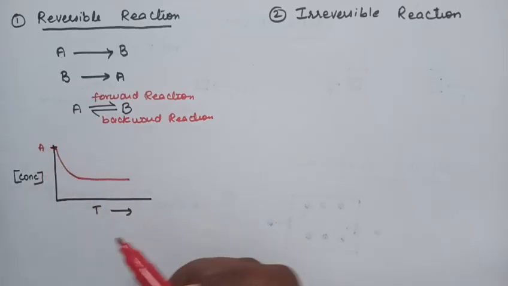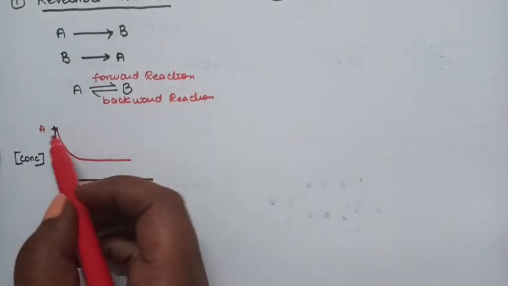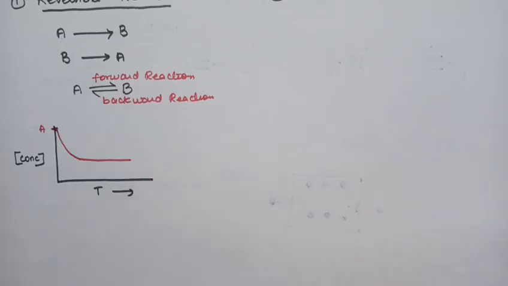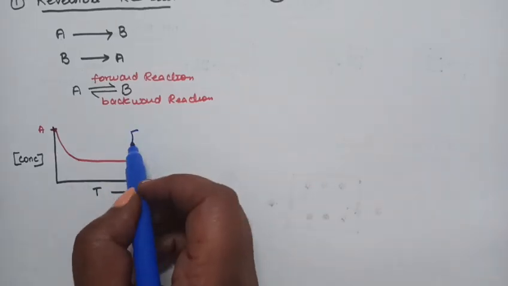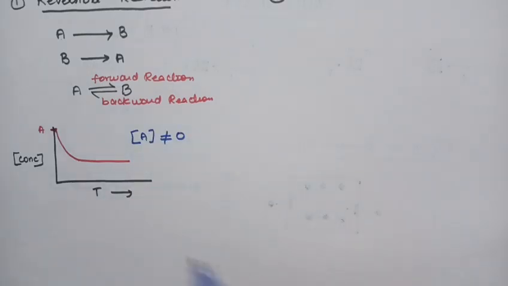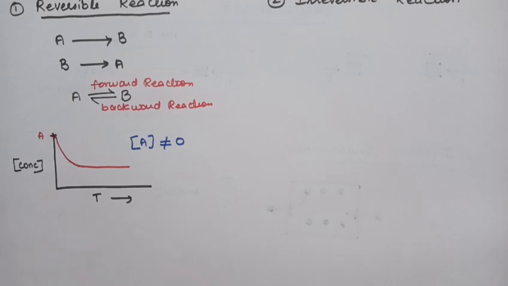As the reaction proceeds, the concentration of A will slowly decrease and it will become constant. So in a reversible reaction, the concentration of the reactant will never become equal to 0. This is the conclusion we are getting. So I'll write: concentration of the reactant will never become equal to 0. It becomes constant in a reversible reaction.